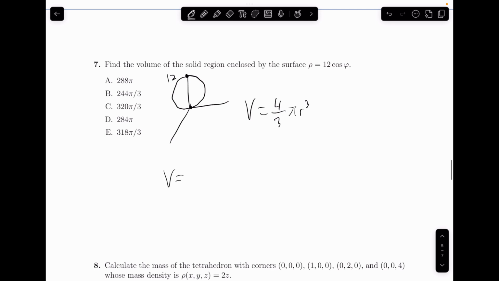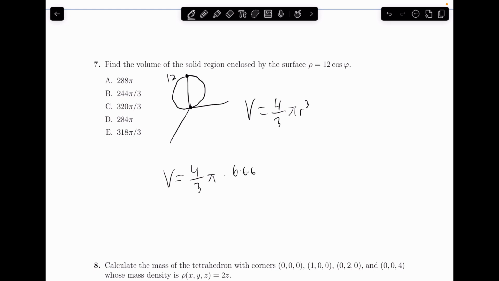So we can just use this formula. We're going to get V equals 4/3 pi times 6 cubed. I don't really know what that is off the top of my head. I have a guess, but I'm just going to write 6 cubed like that. And you can rewrite 6 as just 6 times 6 times 6.